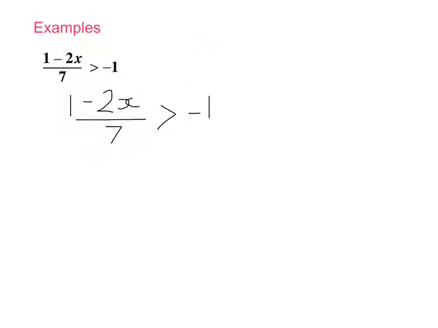First thing I need to do, I'm trying to get the x by itself. Whenever I have a division, it's saying this whole thing on the numerator divided by the denominator. So the first thing I need to do is multiply both sides by 7. I'll do this in red pen so it's clear. Multiplied by 7, multiplied by 7. When we multiply the left-hand side, divided by 7 and multiplied by 7 cancel each other out. So our inequation becomes 1 minus 2x is greater than minus 1 multiplied by 7, minus 7.